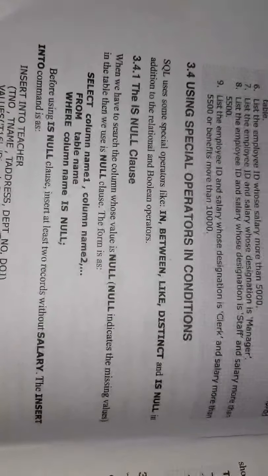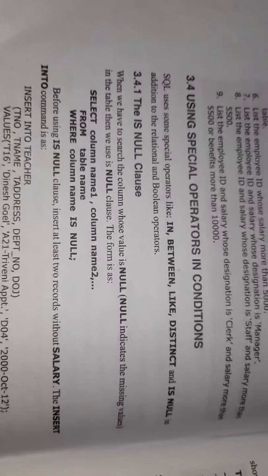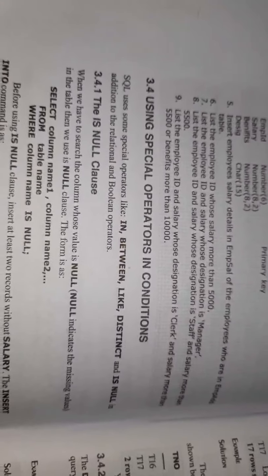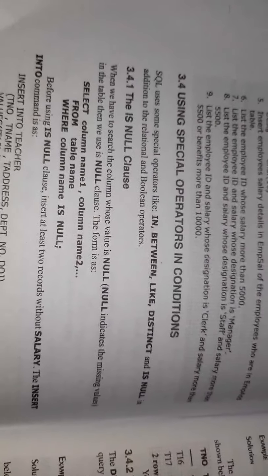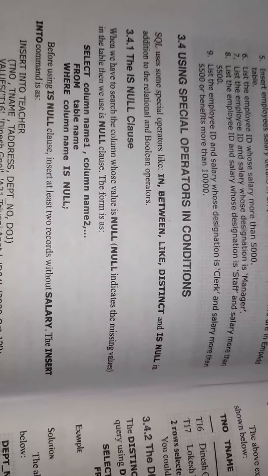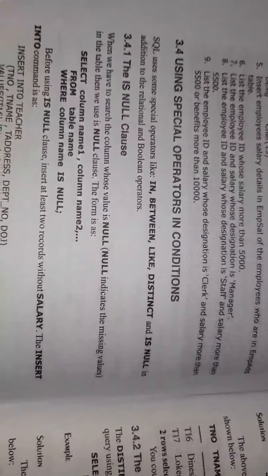So using special operators like in the tutorial links, I've displayed as I've told you to go through. In between, like distinct, is null. Okay, so is null is used, suppose, when the value is missing, or you can say it's blank.